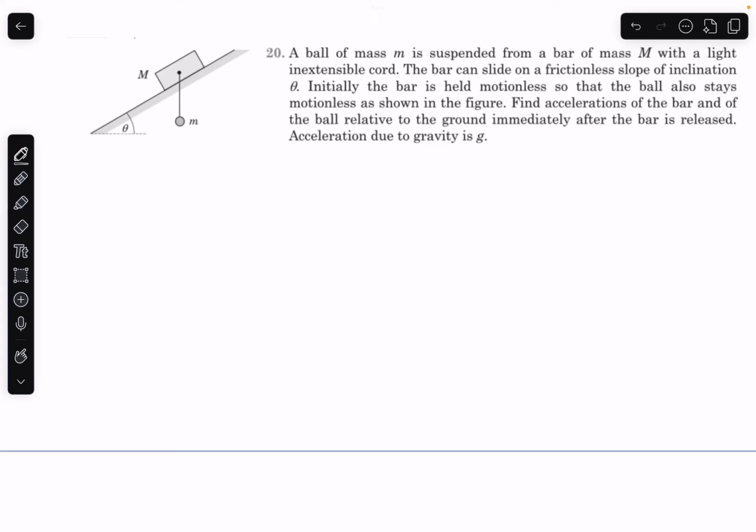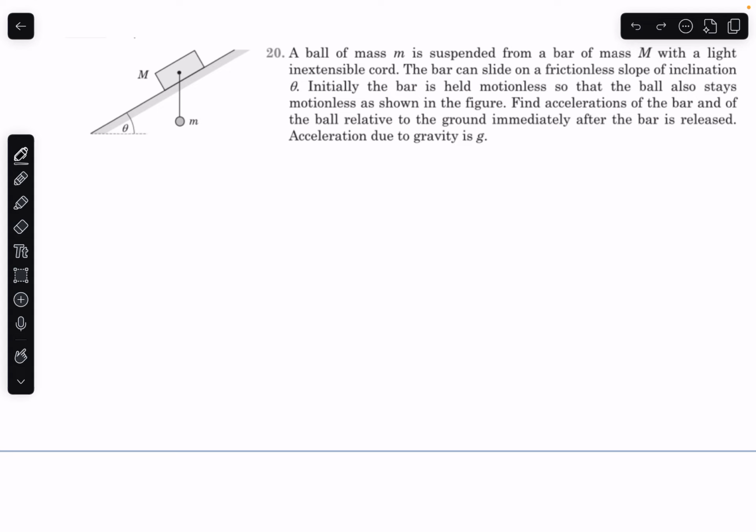A ball of mass small m is suspended from a bar of mass capital M with a light inextensible cord. So this is an ideal cord, and it is connecting a bar of mass capital M with a hanging ball of small mass m. Initially, the bar can slide on a frictionless slope of inclination theta. This bar can slide like this. Inclination angle is theta.